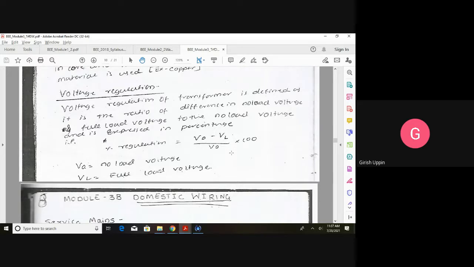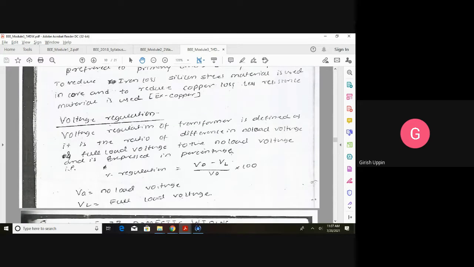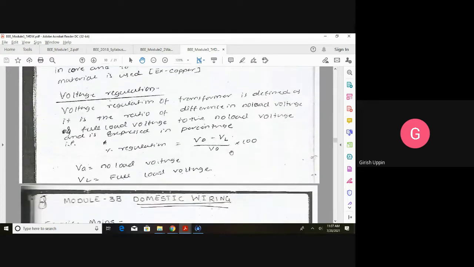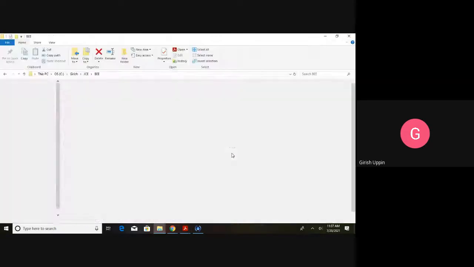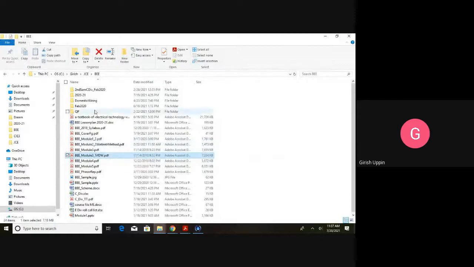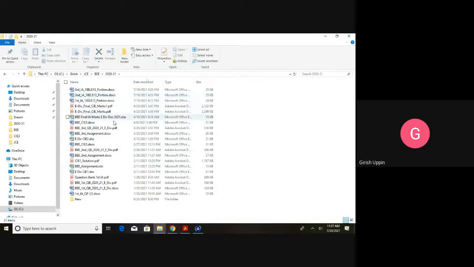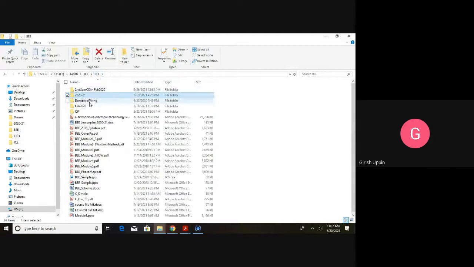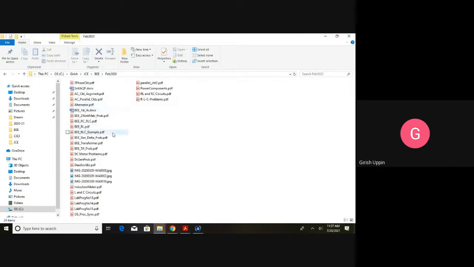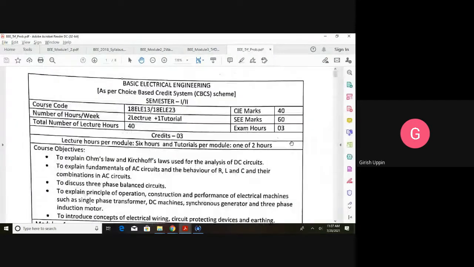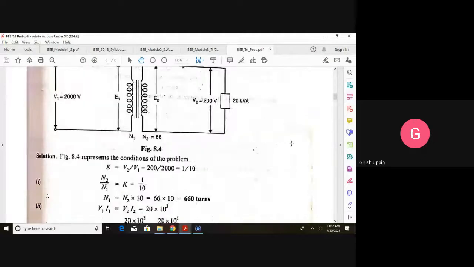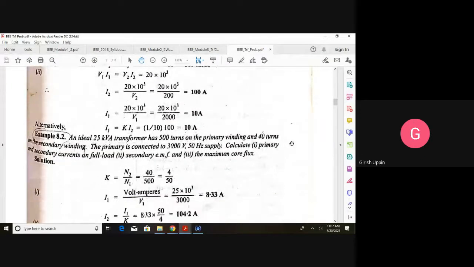So there are problems based on the EMF equation and problems based on the efficiency. Some of these problems we can see in today's class. Based on whatever equations you have learned, we will be having the problems. So it is a very simple substitution kind of problem.